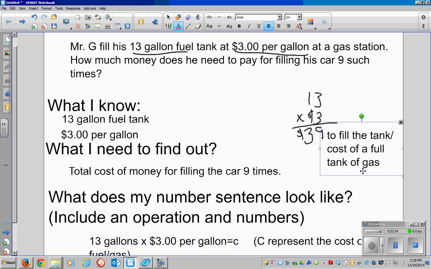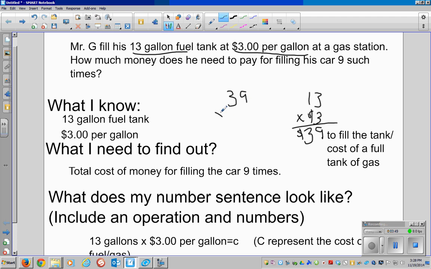So that's only part one. Part one is how much it costs me to fill it up just one time. I need to do that nine times. So I'm going to take that $39 and I'm going to multiply it by how many times I need to do it, which is 9. Okay, and again, keeping in mind that this is money. So 9 times 9 is 81, carry the 8. 9 times 3 is 27, plus the 8 is 35. And I have to remember what this is, so it's money.